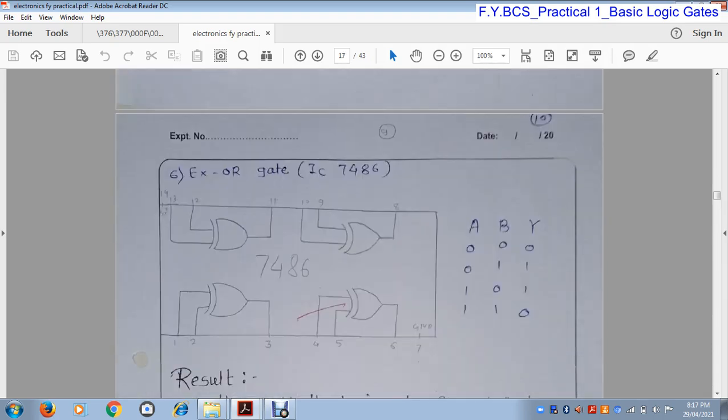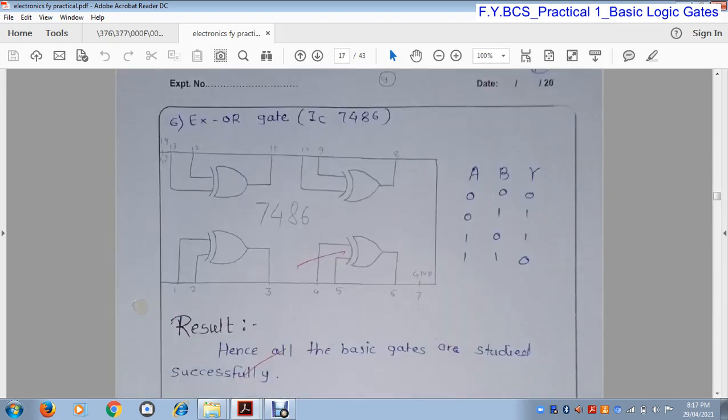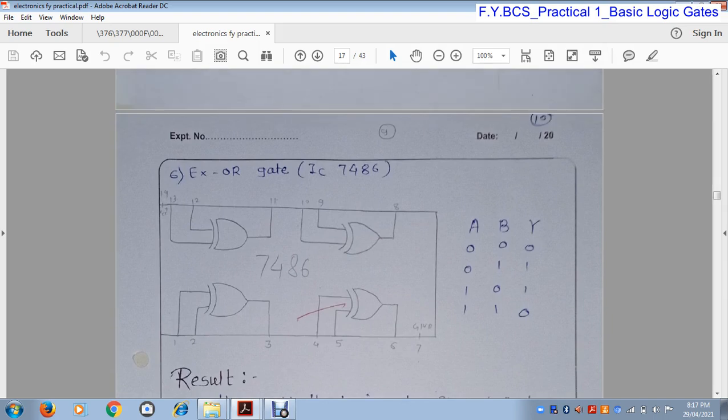Our last gate is the XOR gate, and the IC for this gate is 7486. 7486 is also a 14 pin IC. Out of these, pin number 14 is plus VCC and pin number 7 is ground. This IC also contains 4 XOR gates: XOR gate 1, XOR gate 2, XOR gate 3 and XOR gate 4.